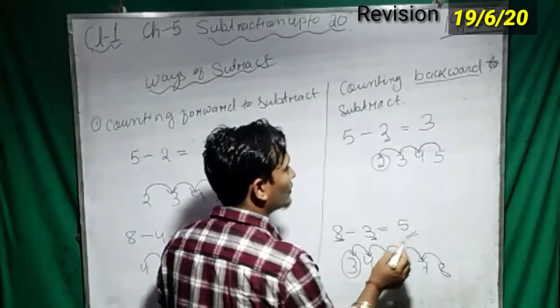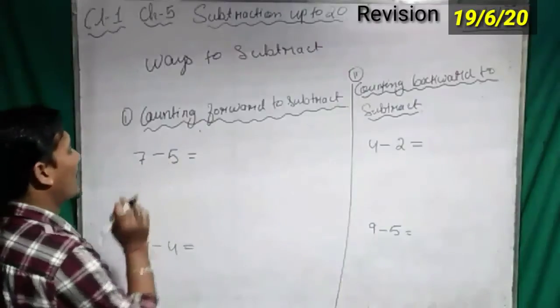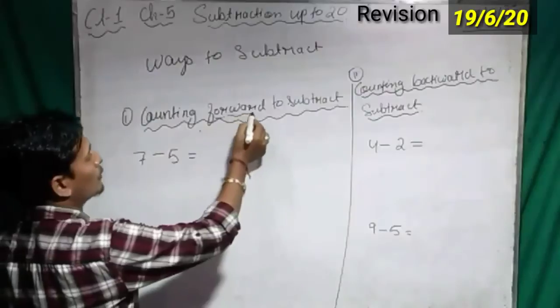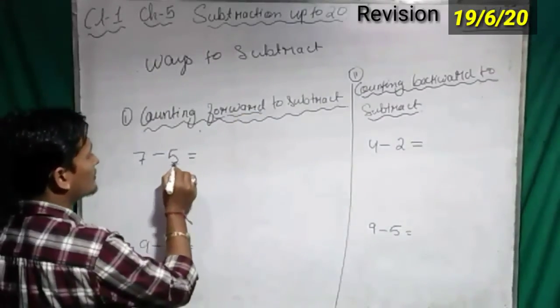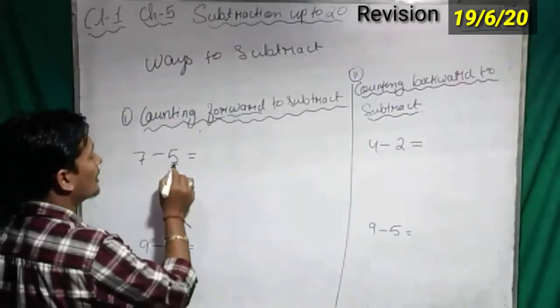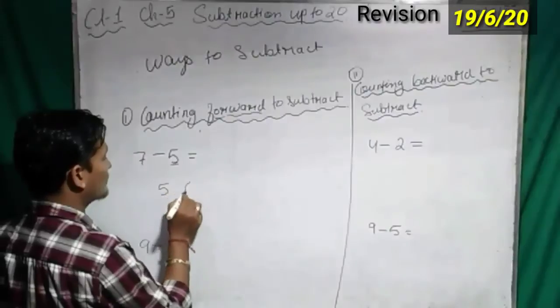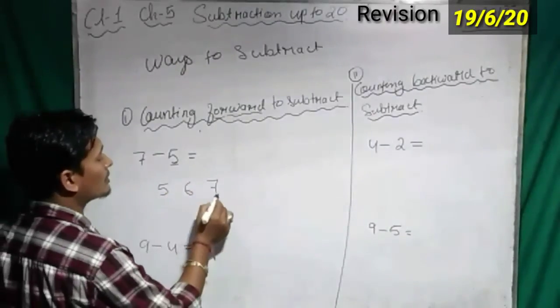So the answer is 5. Clear? Okay. 7 minus 5. So we are doing forward jump, counting forward. So we will start with the smaller number. So 7 and 5. So 5 is the smaller. 5, 6 and 7. And we have to jump to reach here.